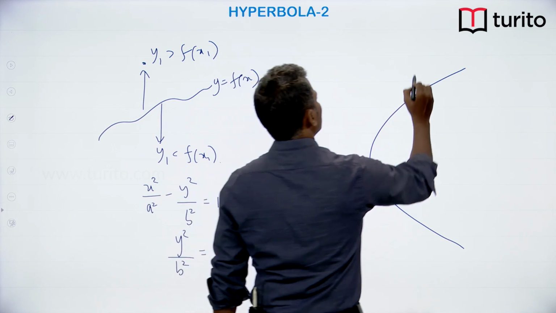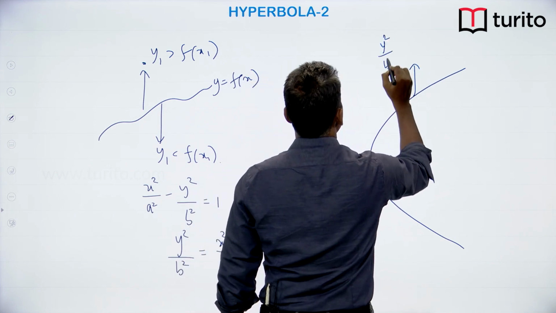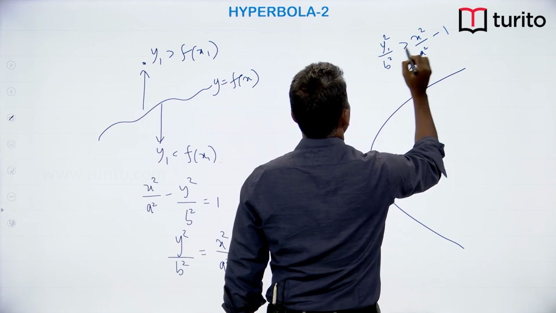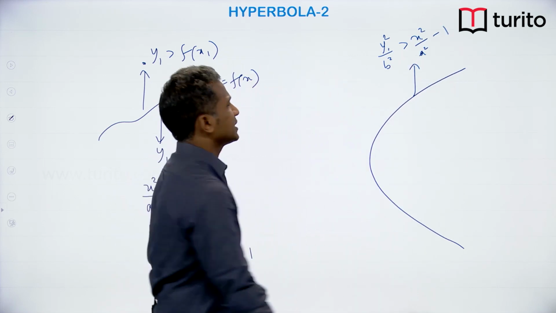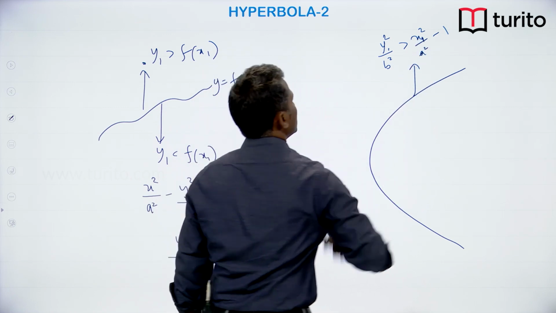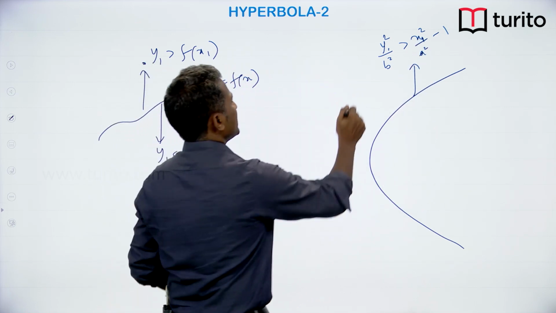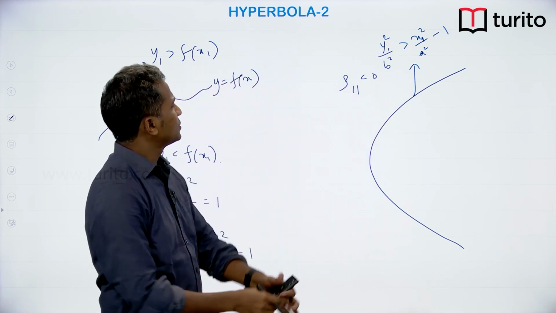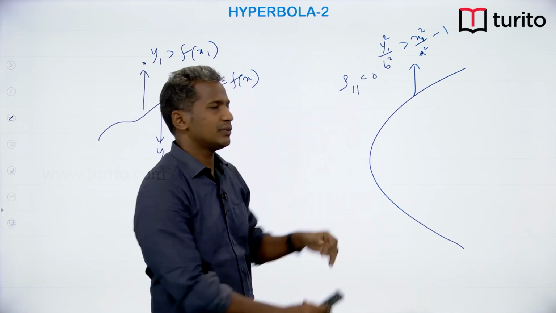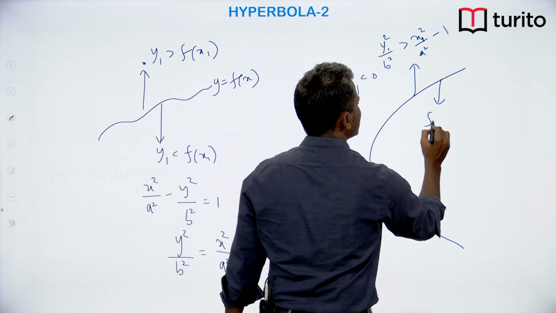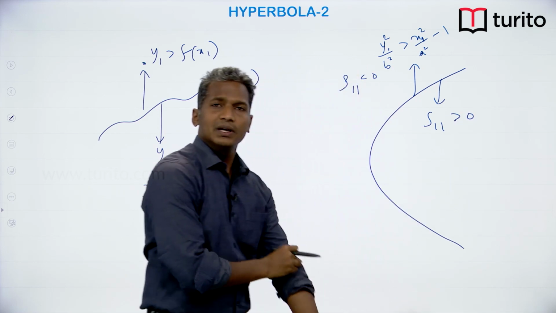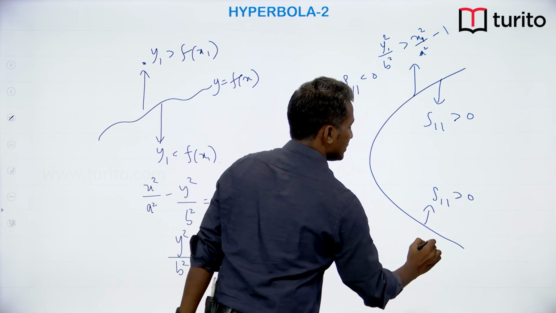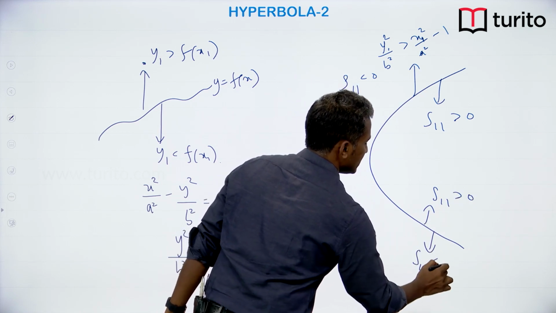So, above the curve what will happen? Y square by b square will be greater than x square by a square minus 1. Because we are talking about a point, we have to put x1 and y1 here. So, now we can understand that S11 is basically less than 0 here. So, in this region S11 is less than 0. So, that means in this region S11 will be greater than 0. By same logic, in this region S11 is still greater than 0. In this region S11 is less than 0.